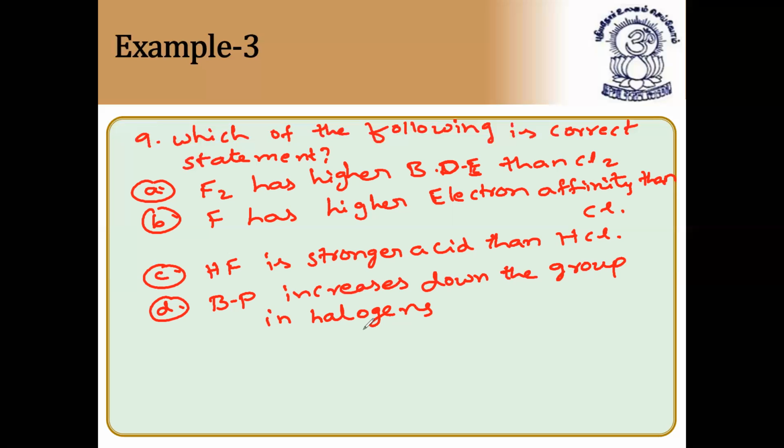First statement, F2 has higher bond dissociation enthalpy than chlorine. And F has higher electron affinity. These two are wrong statements. HF is stronger acid than HCl because of hydrogen bonding. And boiling point increases down the group in halogens. It is correct, so it is a wrong option. So the correct statement is only HF is stronger acid than HCl. So the answer is third option. I hope it is clear.